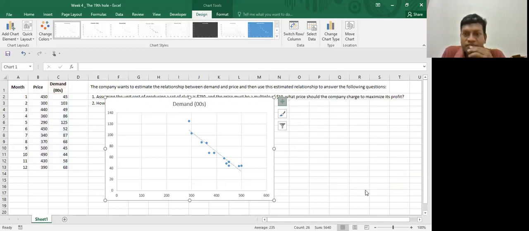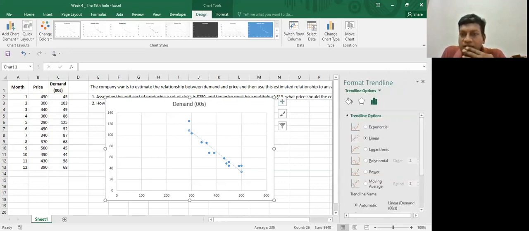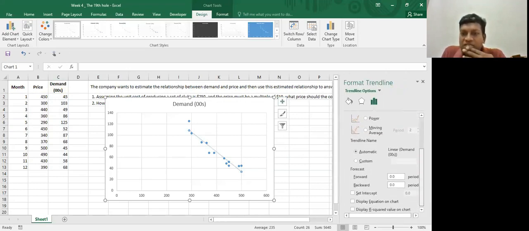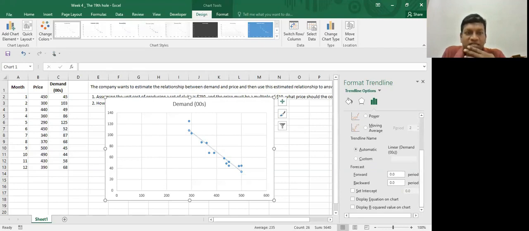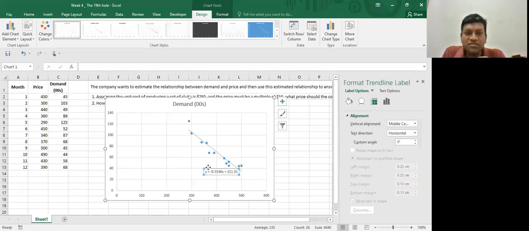I want to further get the mathematical equation for this, so I say display on chart. It's now displayed this equation on chart, which describes the relationship between X and Y, or between demand and price. Okay, please try this yourself. All I've done is inserted a scatter plot, and Excel is already automatically, yes, Satyam, please ask me.